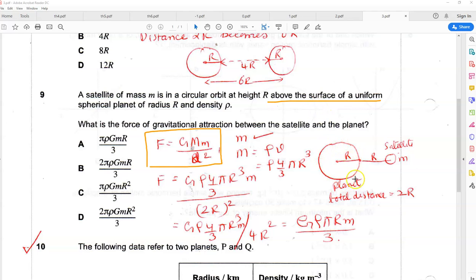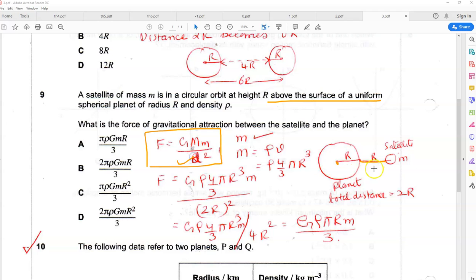Now this is the planet with radius r. The small mass m is a distance of r from the surface. So you have to be careful when you read this question. From the surface it is distance r, but from the center it is the radius r plus one more r, so it's a 2r distance. So now the distance is 2r. Apply that into the formula, so you get Gmm/d².